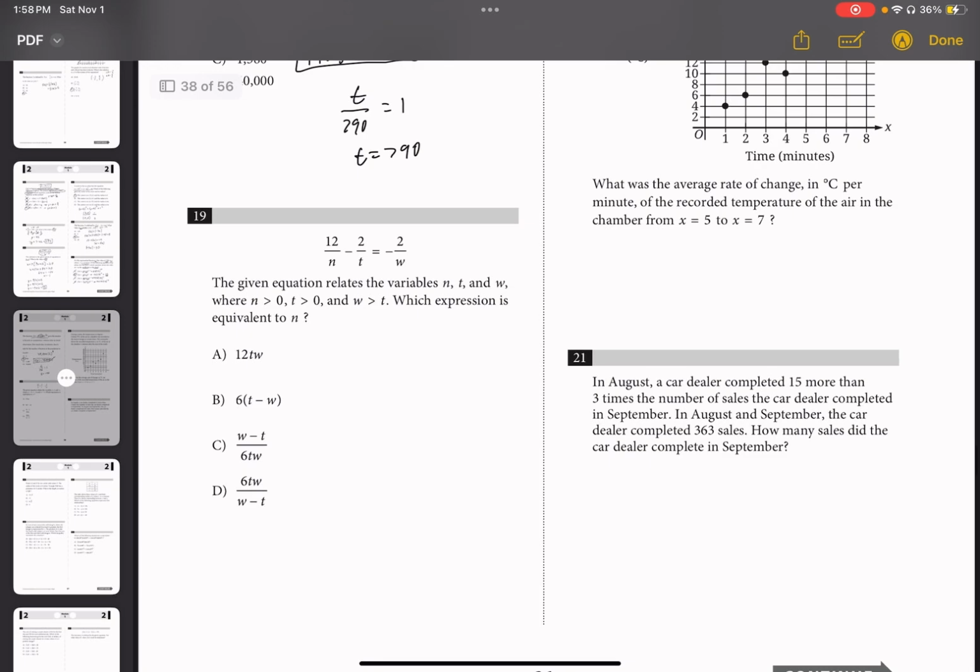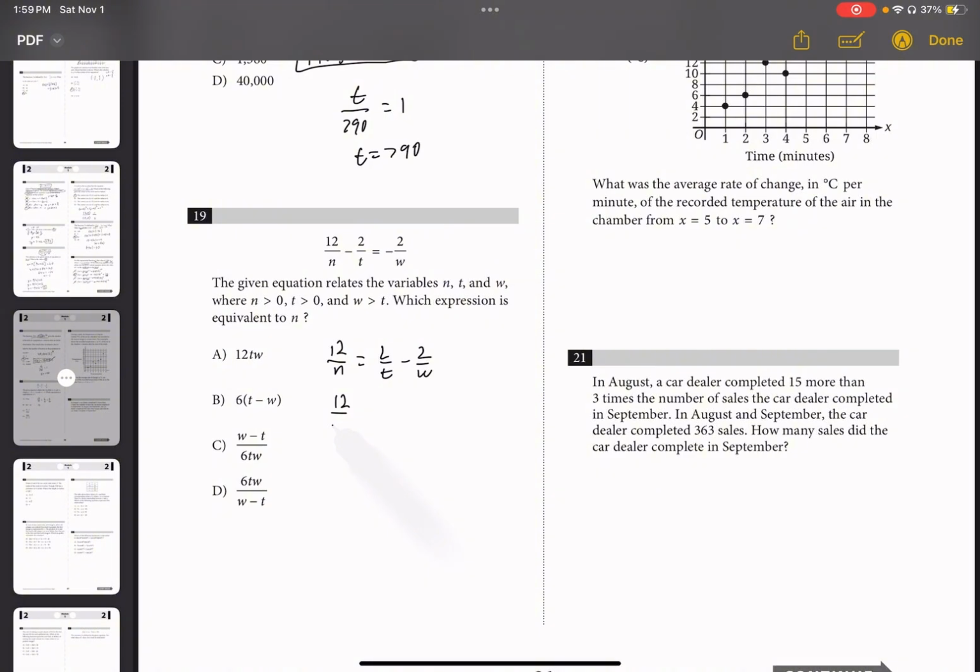Looking at this second problem, the given equation relates the variables n, t, and w, where n is greater than 0, t is greater than 0, and w is greater than t. Which expression is equivalent to n? So we're going to move our unwanted variables to the other side. I'm actually going to write this like this, so it's going to be 2 over t minus 2 over w.